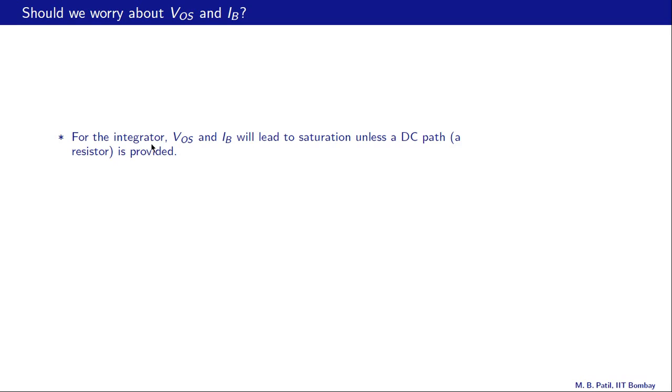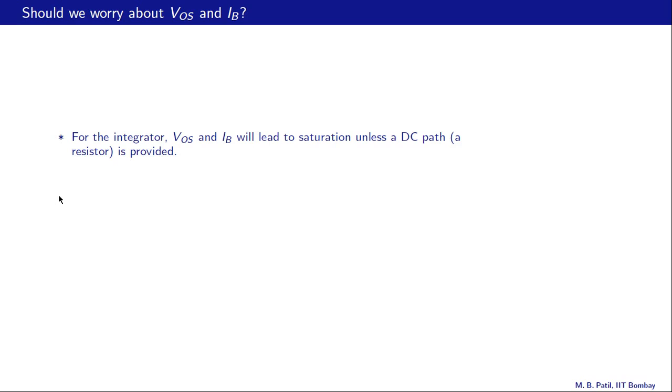For the integrator, we have seen that VOS and IB will lead to saturation, and that of course is disastrous, and that has to be corrected. And how did we correct that? We provided a DC path, a resistor in parallel with the capacitor, and that solved this problem. So that only gave us a DC shift and did not cause the op-amp to go into saturation.